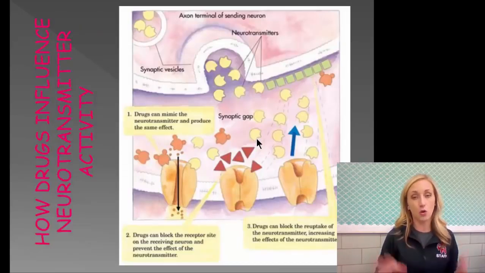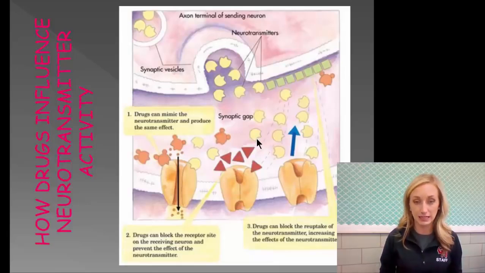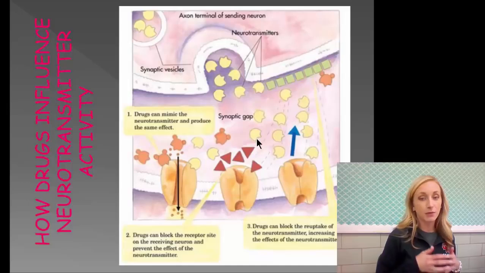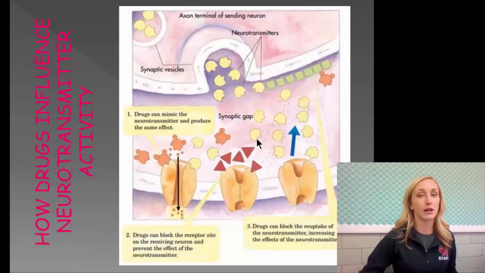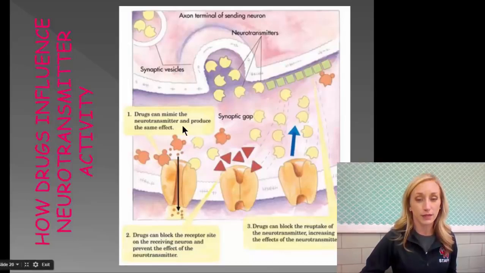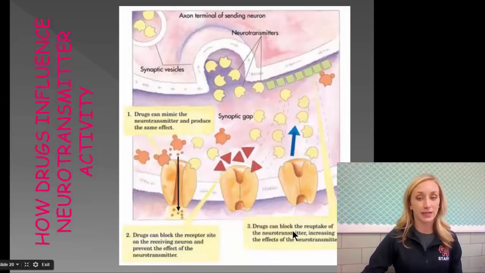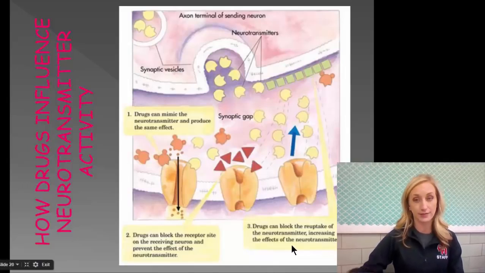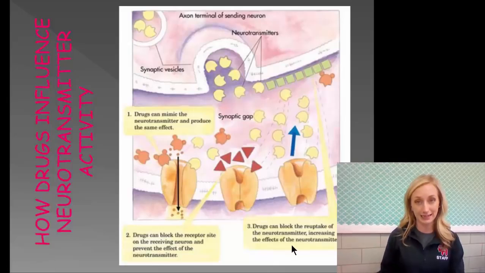So how do drugs influence neurotransmitter activity? We're going to talk about this a whole lot more in Unit 4. But the biggest thing is that they mimic the neurotransmitter and produce the same effect. But they can block the receptor sites in the receiving neuron and prevent the effect of neurotransmitters as well. So number one here would be the agonist. Number two would be the antagonist. And number three, drugs can block or inhibit the reuptake of neurotransmitters, increasing the effects of the neurotransmitter or chemical that you've consumed. Number three would be types of agonists.